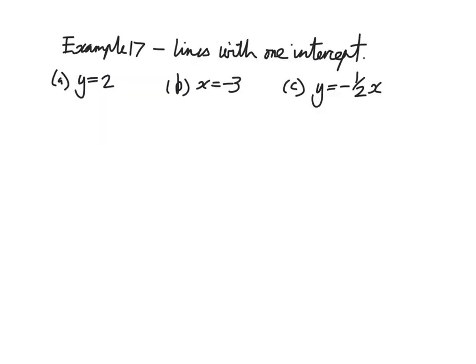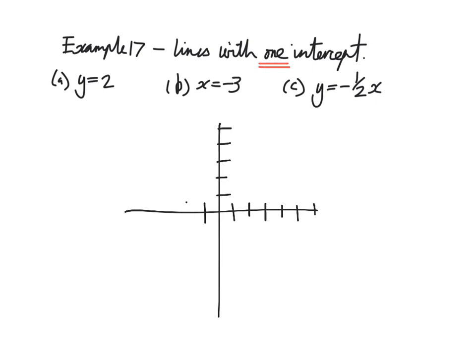And this is about lines with only one intercept. We did this last year. I'm going to go straight to drawing my set of axes. I'm going to draw each of these lines on the same set of axes. We'll see how we go with this. 2, 3, 4, 5. 1, 2, 3, 4, 5. 1, 2, 3, 4, 5. Hopefully that's enough to plot all of these.